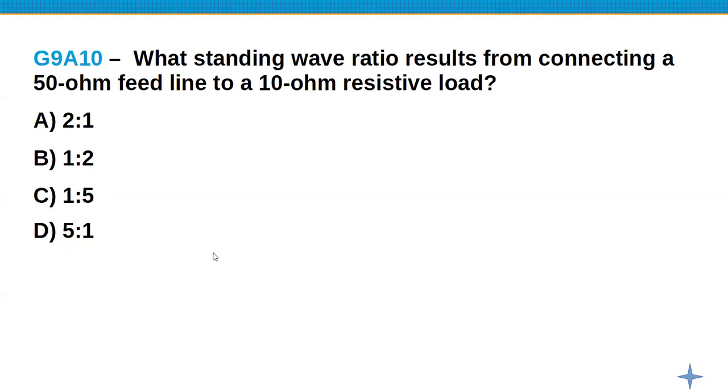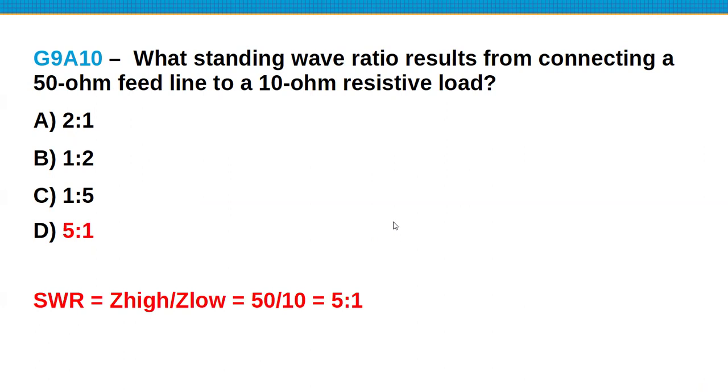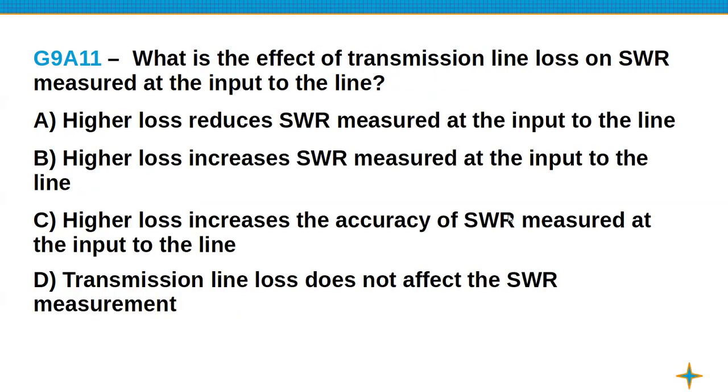Remember the previous one: Z high divided by Z low. What's Z high? 50. What's Z low? 10. So 50 divided by 10 is 5, 5:1. Oh, I did it backwards. Yes, you're correct. Delta. It wasn't that hard, was it? I'm just going to have to practice where my numbers go. That's my big key.